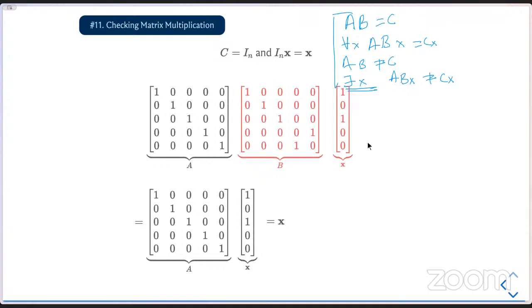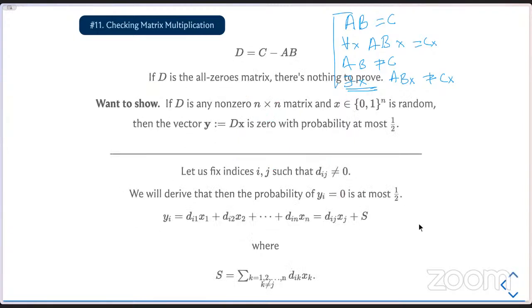Does this help? Is this making sense? A valid example of when the sanity check goes wrong? All right, perfect. So moving on, we want to argue that these kinds of failures don't happen too often. In particular, they happen with probability at most half.